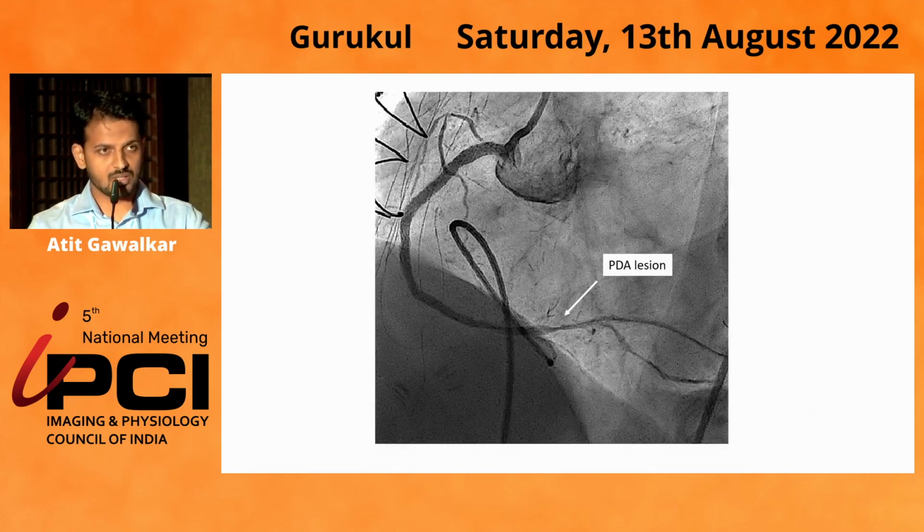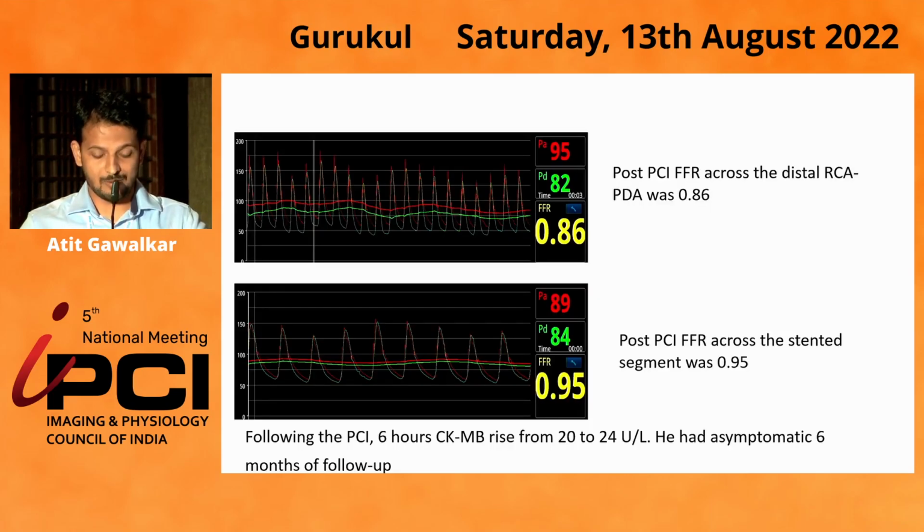So after the angioplasty, we saw that there was a PDA lesion, and it was ambiguous in nature, so we didn't know whether we needed to tackle it or not. So we performed FFR for this lesion, and it was non-ischemic. It was 0.86. So we left the lesion alone. And at 6 months of follow-up, the patient is doing quite well.